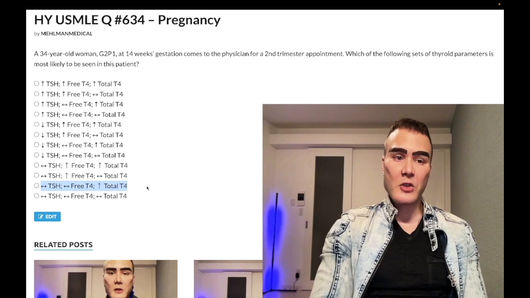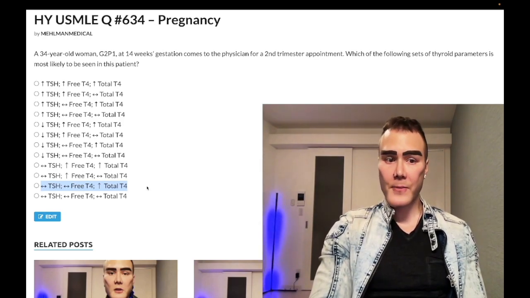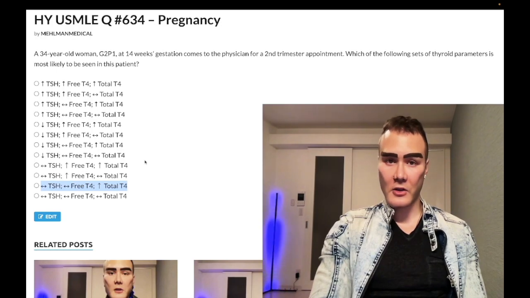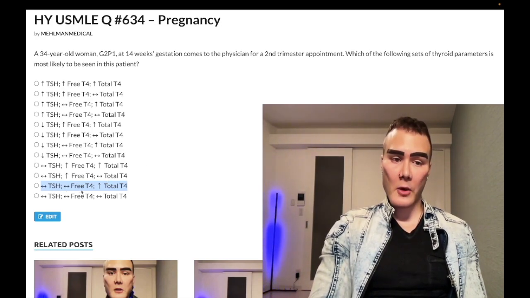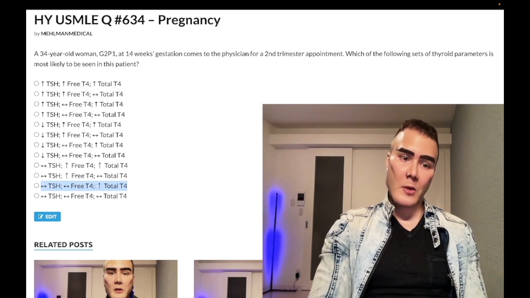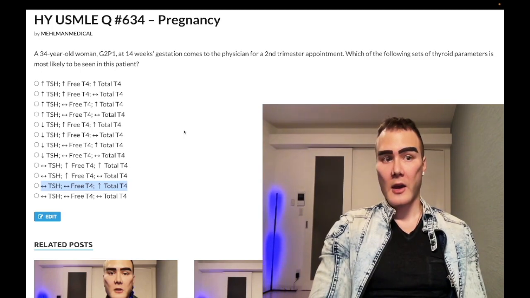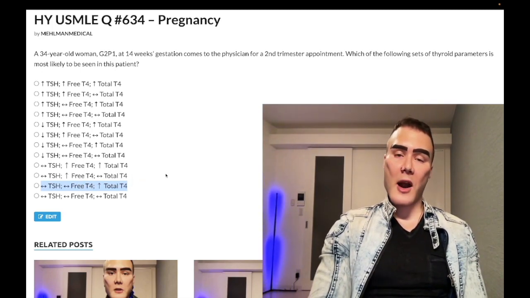Okay, so when you measure a pregnant woman's thyroid parameters, if she has normal thyroid function, her free T4 will be normal. Okay, it's free T4 that is reflective of definitive thyroid function. So her free T4 will be normal, and because free T4 is normal, TSH will be normal, but we know our total T4 is high because our TBG is high. Okay, so these are the important arrows you need to know.